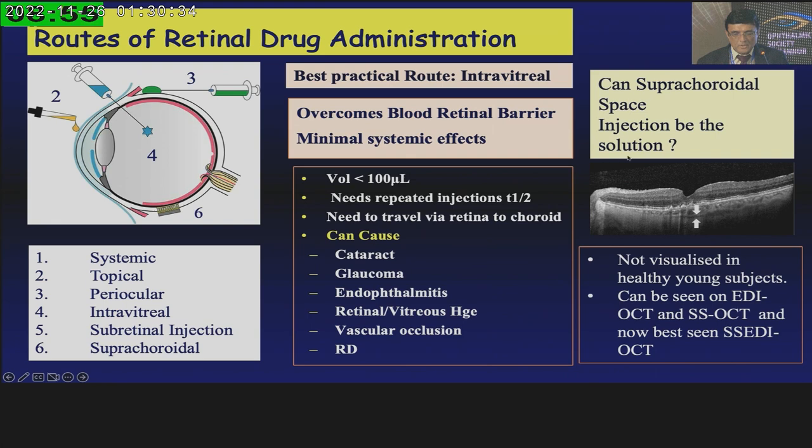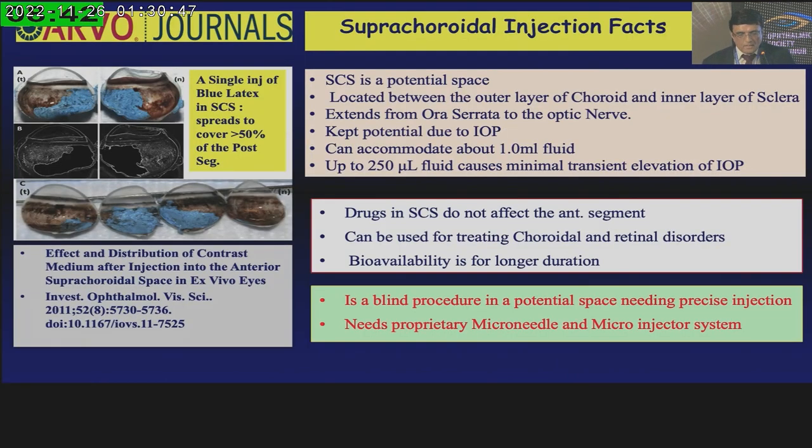detachment. Normally, suprachoroidal space is a potential space and cannot be visualized, but in some cases, you can visualize the suprachoroidal space on an OCT. So, when a drug is given into the suprachoroidal space, like this latex blue dye, which was injected in the suprachoroidal space, it spreads almost instantaneously and occupies almost 50% of the suprachoroidal space, which basically means that the delivery to the posterior segment of a drug injected in the suprachoroidal space is quite extensive.